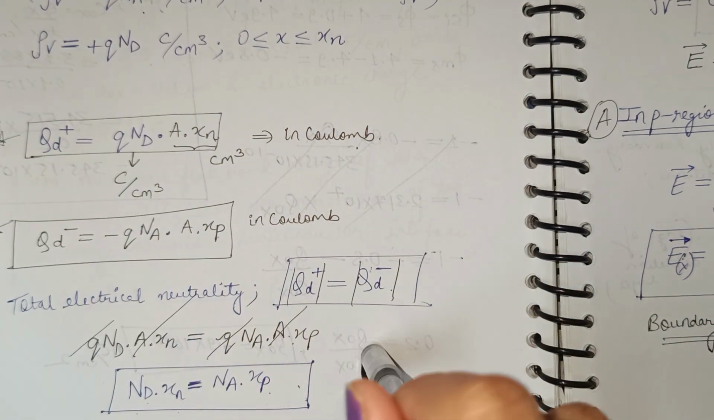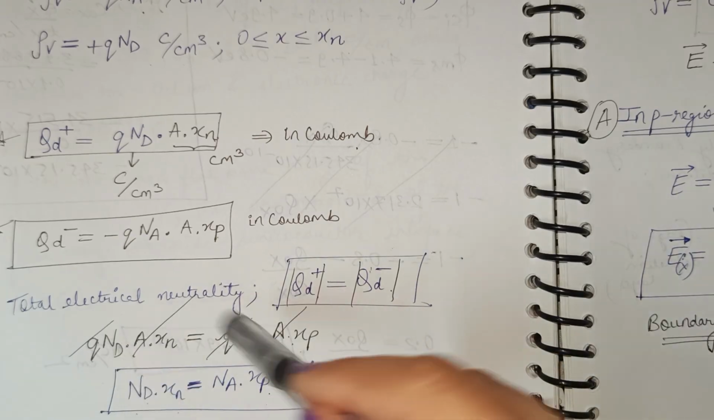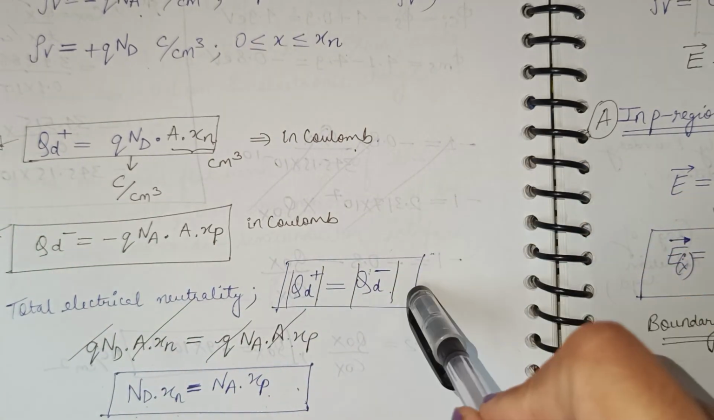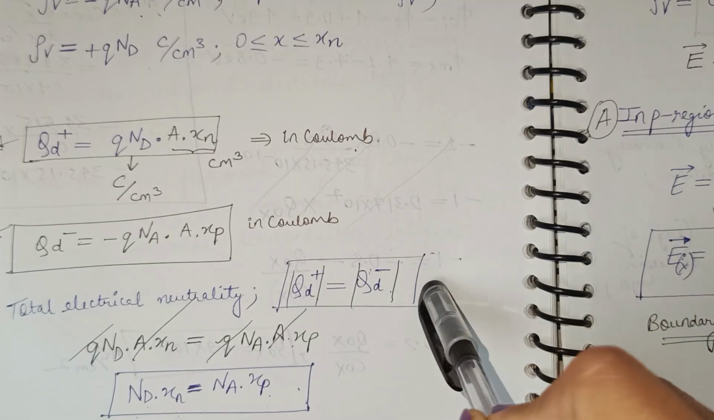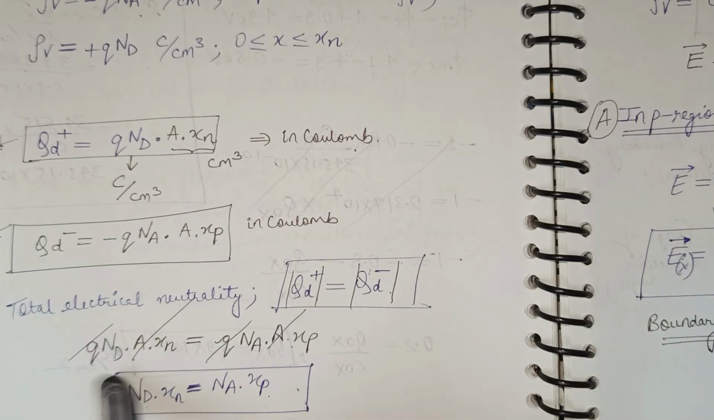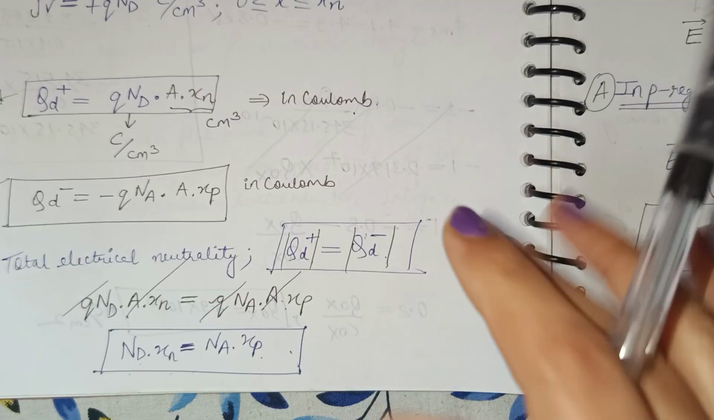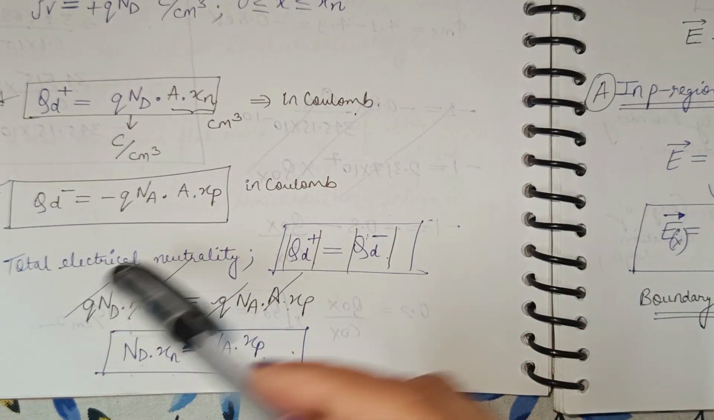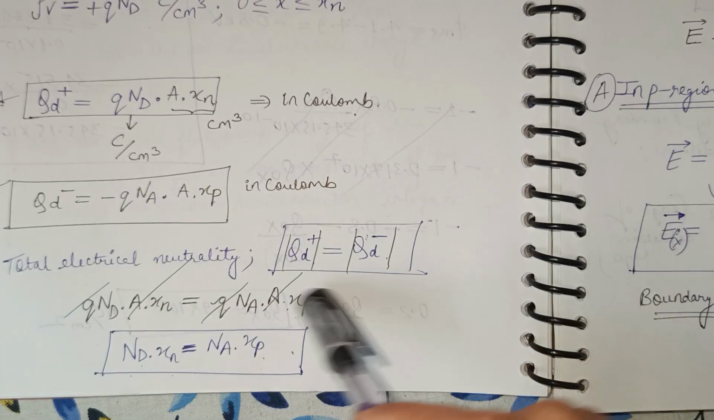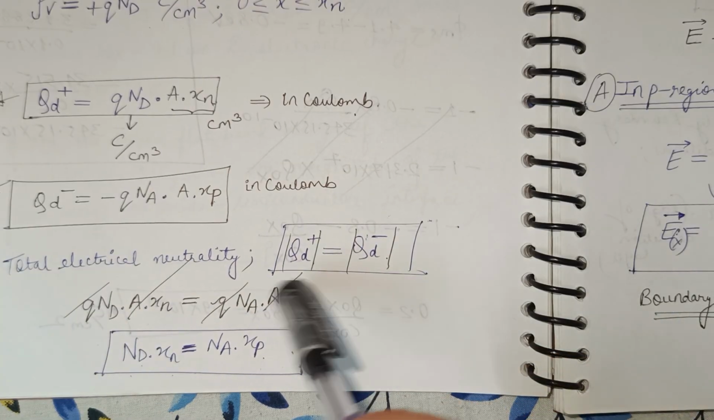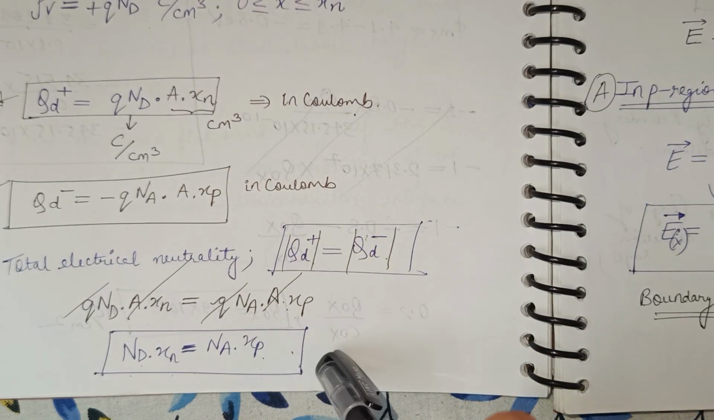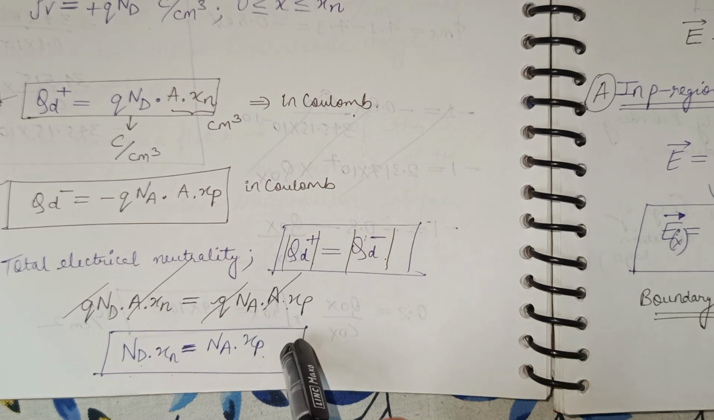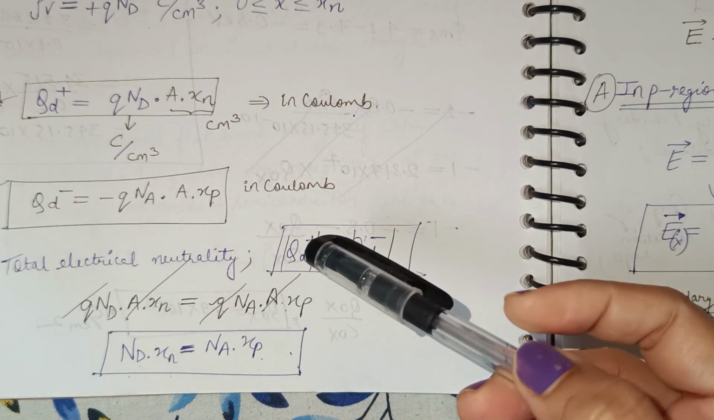And what is total charge neutrality or electrical neutrality? It means the magnitude of the positive charge and the magnitude of the negative charge should be equal. So when we equate these two equations, we get a very important formula, because q and A will be cancelled out on both sides, and we get Nd into xn is equal to Na into xp. And this formula is very useful in various examinations.